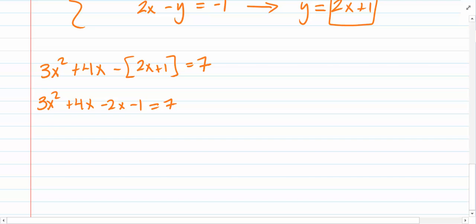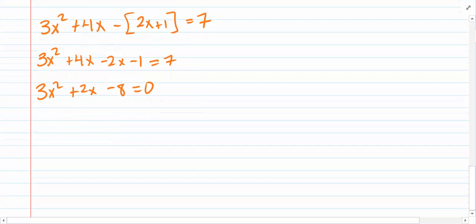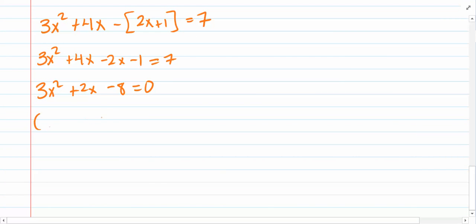Yeah? This is definitely a quadratic. So how about 3x squared plus 2x? If I subtract the 7, I get minus 8 equals 0. Right? Now we definitely have a quadratic. Can we factor this? Yes, we sure can. I want to factor it. All right, go ahead and try and factor that.